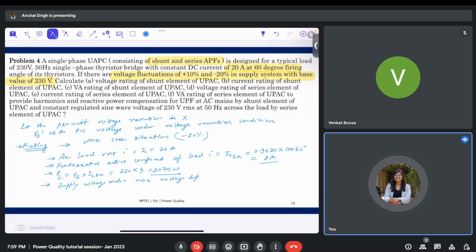We know that it's minus 20%. So Vs dash under the minus 20% case will be Vs into 1 minus X. X is 20%, so 230 into 1 minus 0.2, so 0.8 into 230 will be 184 volts. This is Vs dash, and we'll do the calculations depending on Vs dash.